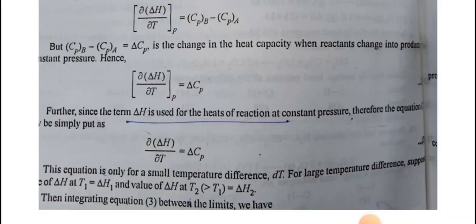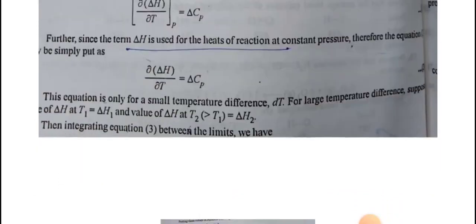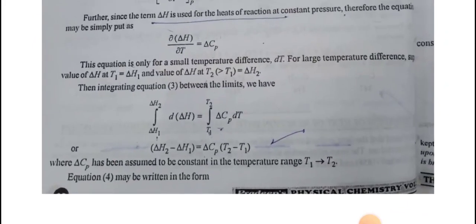For large temperature differences, suppose the value of delta H at T1 is equal to delta H1 and the value of delta H at T2, which is more than T1, is equal to delta H2. Then integrating equation 3 between the limits, we have the integral of d delta H from delta H1 to delta H2 equal to delta Cp dT integrated from T1 to T2. Delta H2 minus delta H1 is equal to delta Cp (T2 minus T1), where delta Cp has been assumed to be constant in the temperature range T1 to T2.